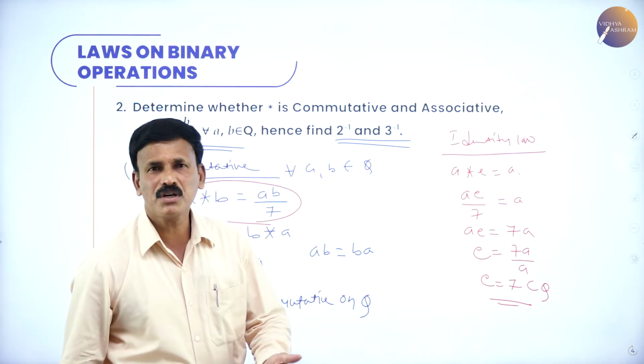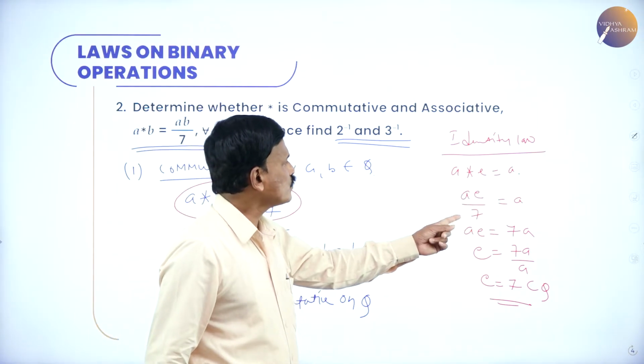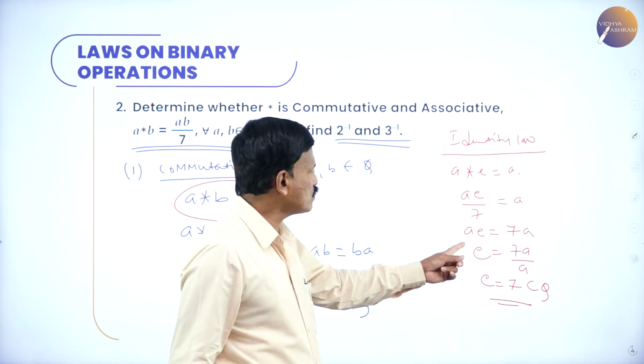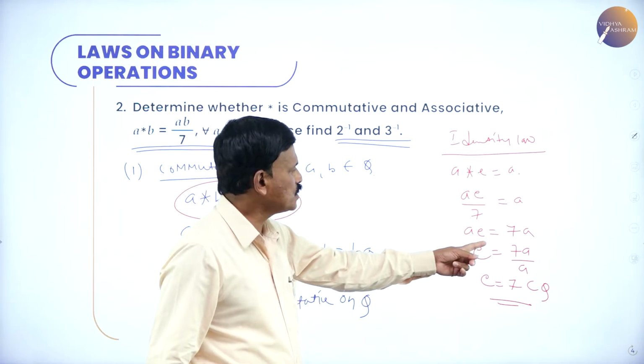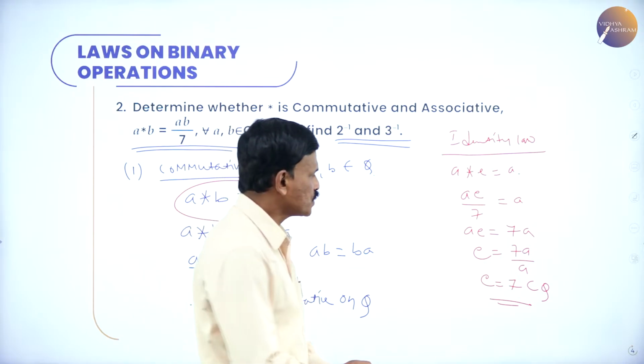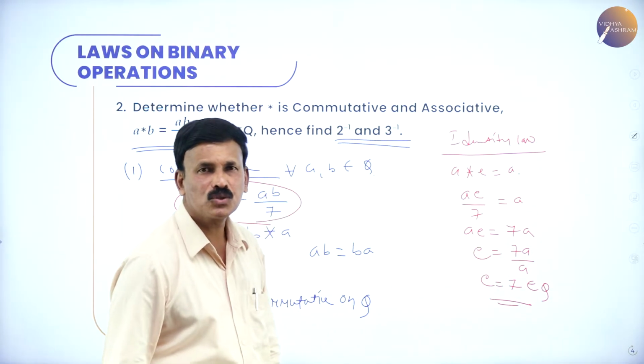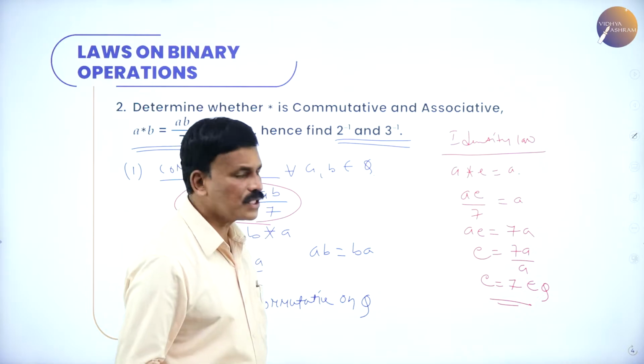In the examination they may ask to find the identity element. So one more time: a star e is equal to a. ae by 7 is equal to a. Cross multiply. ae is equal to 7a. e is equal to 7a by a, which means a gets cancelled. e is equal to 7, belongs to Q. This is the identity element. Okay. Now come to the inverse.